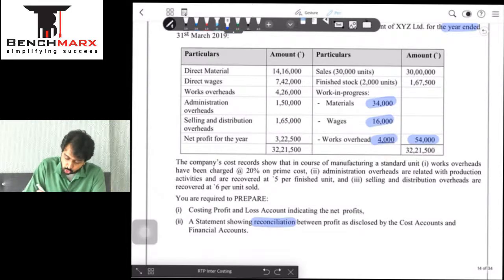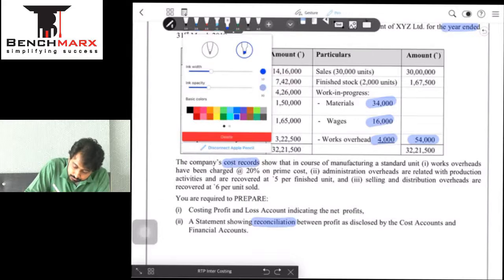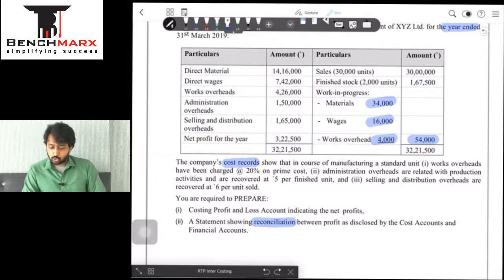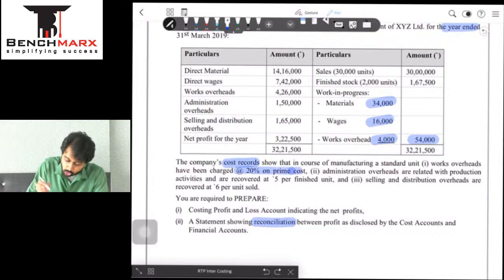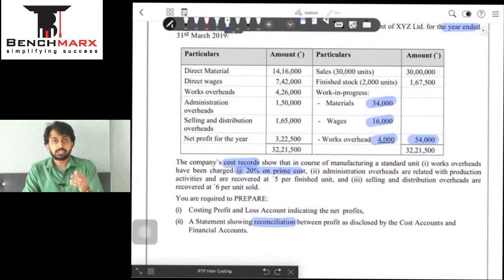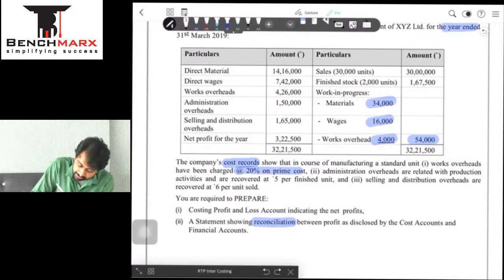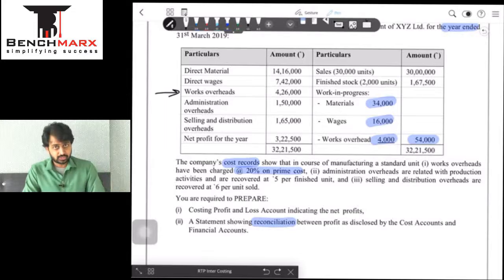ठीक है, okay. So details. The company's cost records show. Okay, now we are talking of cost records. So company's cost records. Now the company's cost records show that in course of manufacturing a standard unit, work overhead has been charged as 20% of the prime cost. So my absorption rate is 20% of the prime cost. Works cost eventually means factory overheads. So factory overheads, okay, ये जो अपना factory overheads है, ये वाला for 26,000, this is sitting in the financial statements, means these are my actuals. My cost sheet always has absorbed overheads, and the absorption rate is 20% of prime cost, which means there could be a difference in the two, and this will be a part of reconciliation.